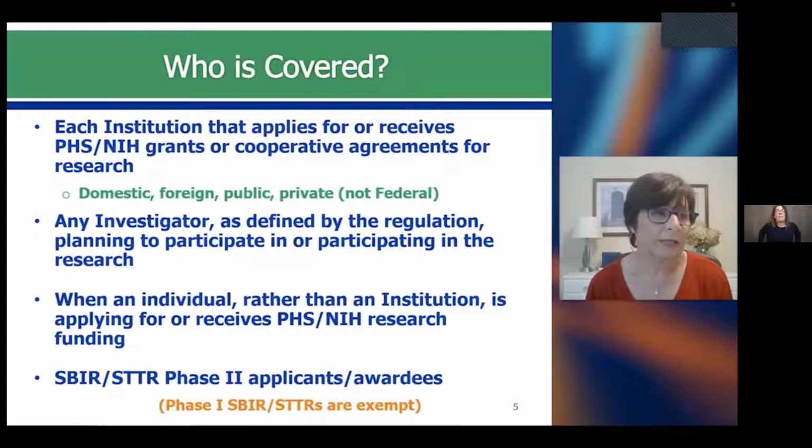So once you submit a grant application to NIH, when you are subject to the reg, you are certifying your institution's compliance that you have a policy in place that implements the regulation.